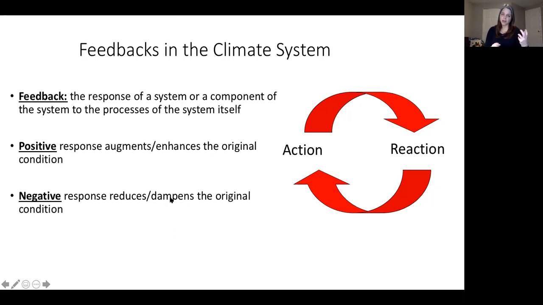So positive and negative feedback don't necessarily have to do with temperature changes or more or less rainfall. It's about an enhancement of the original condition if it's a positive feedback, and about the dampening or reduction of that initial condition if it's a negative feedback. And I think you can expect to see some questions about positive and negative feedbacks on the quiz associated with long-term climate change.